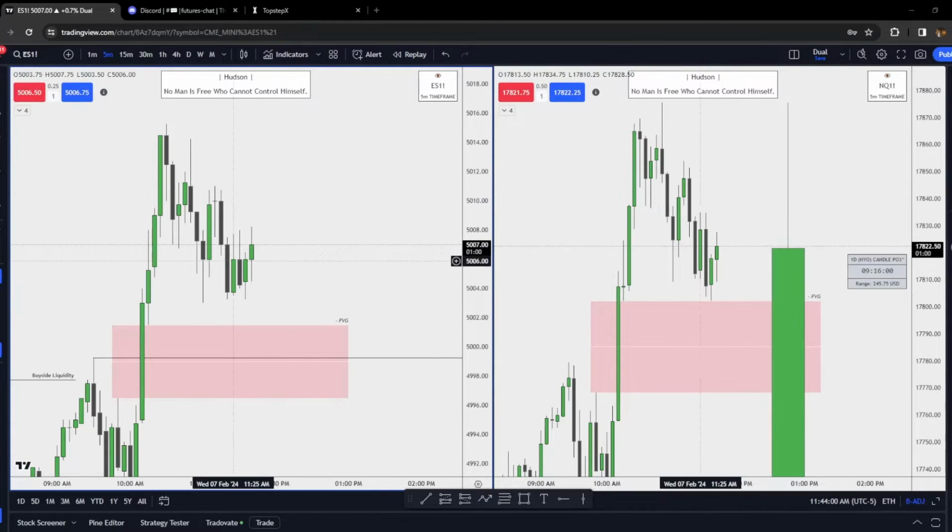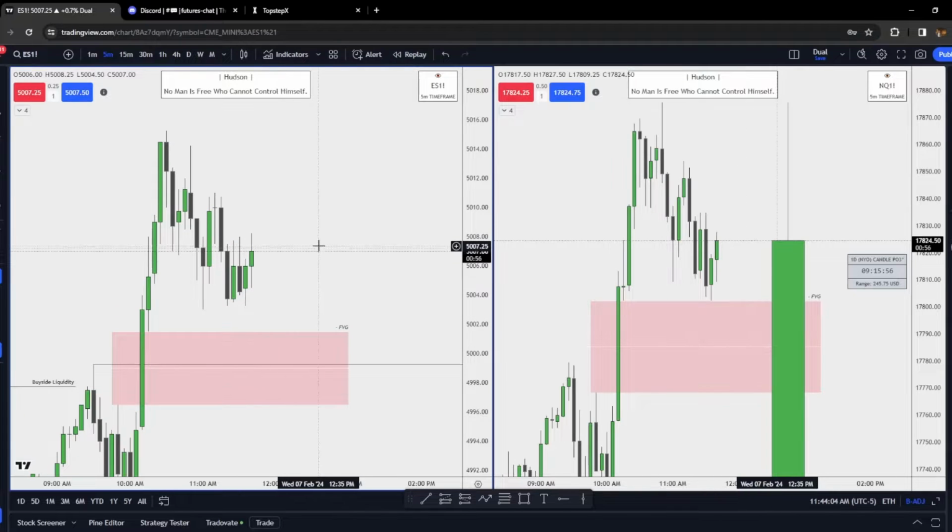You can see I have both charts pulled up. This is a new section, and this is how you are going to be finding the draw on liquidity. I wanted to make this example right now at the beginning of this video just because it's happening in real time as I'm watching it.